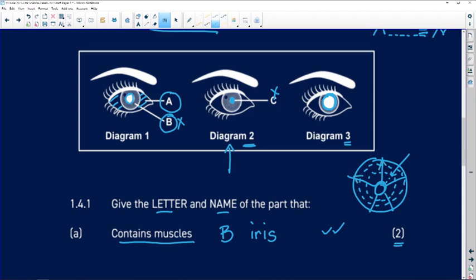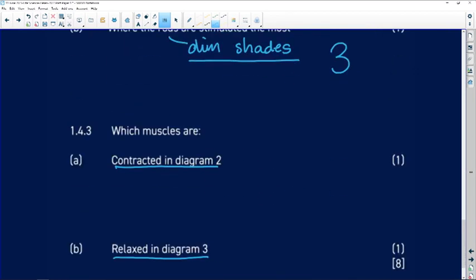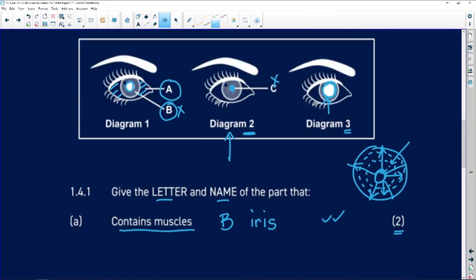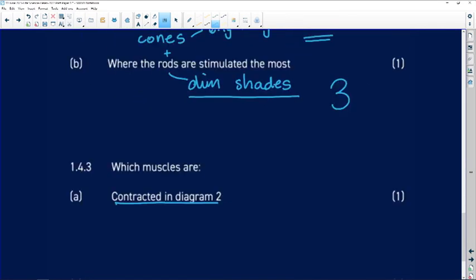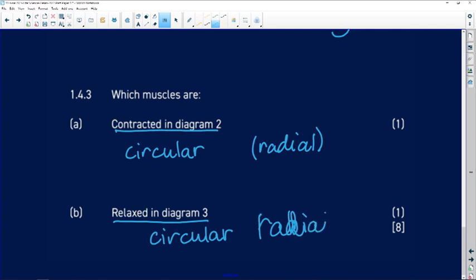So when we're talking about contracted in diagram 2, the contracted ones are going to be the circular muscles. So we're going to write which muscles? Circular. Which ones then relax in diagram 3? It's also the circular ones because our radial ones are contracted when the circular muscles are relaxed. So the radial muscles will be contracted, the circular muscles will be relaxed, and that is going to dilate the pupil.